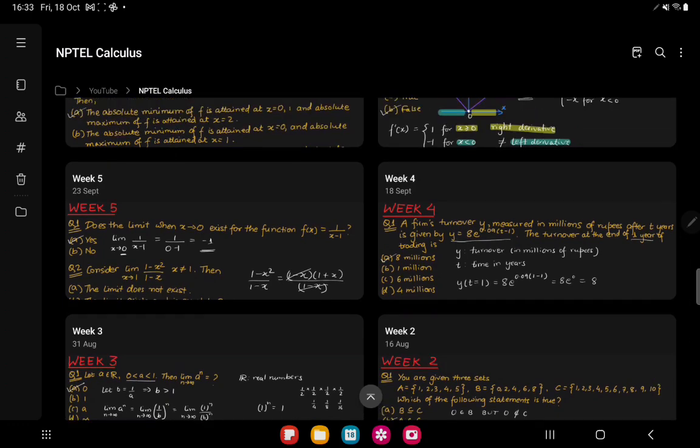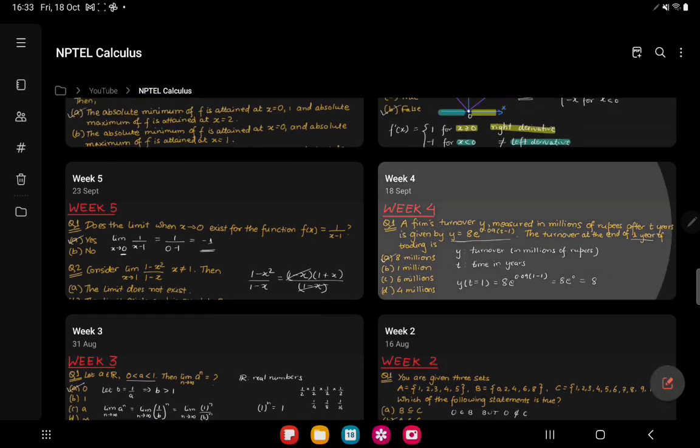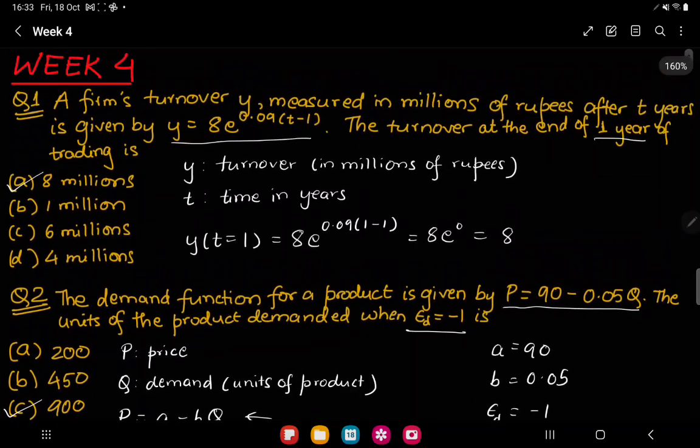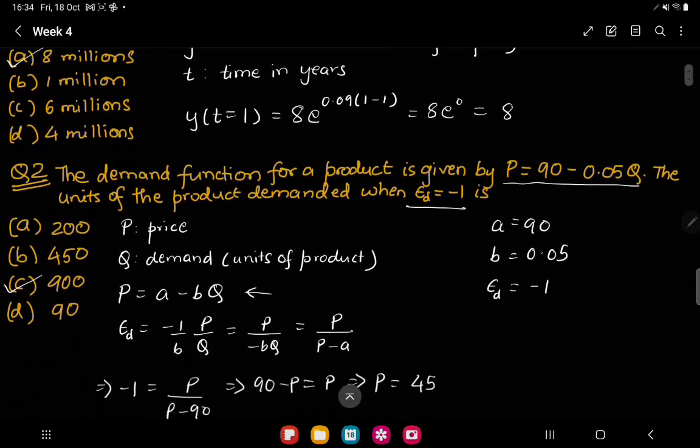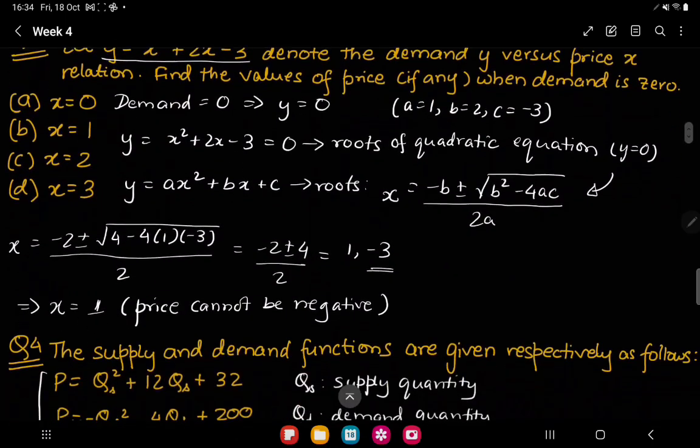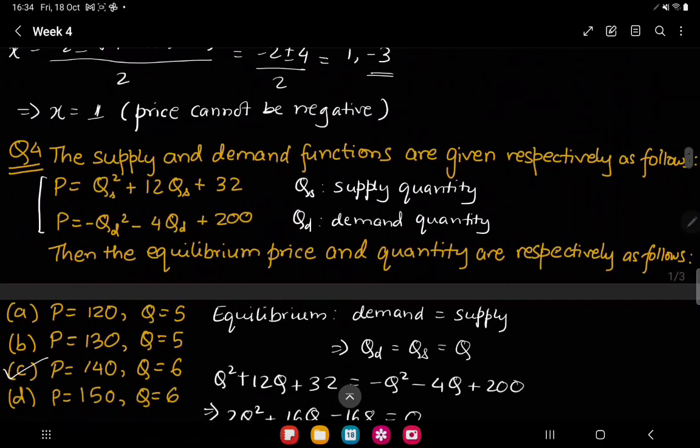Moving on to week 4. So in week 4, we were actually introduced to some concepts related to economics. And then we were applying the mathematical concepts that we have learned previously to these problems involving economics.